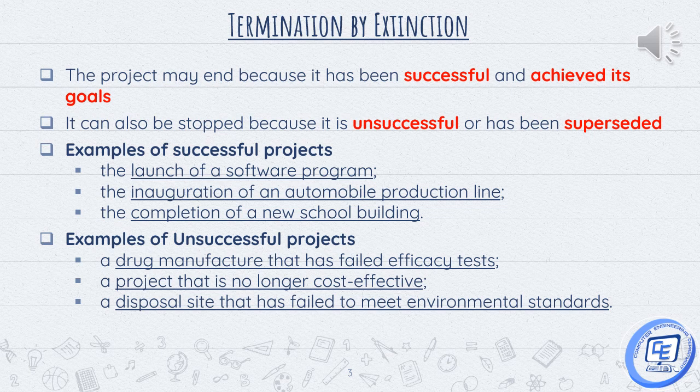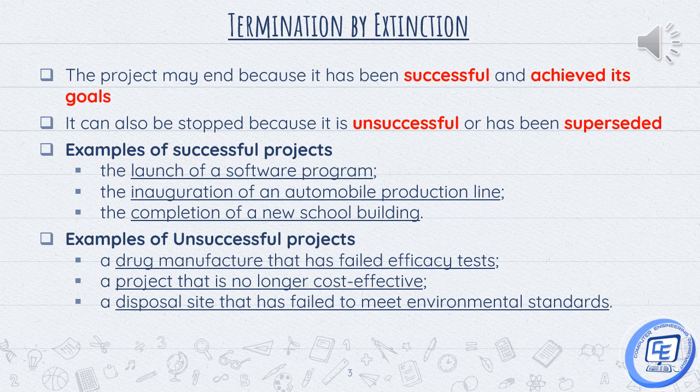The first type is termination by extension. So, what does the word extension mean? That is to vanish or disappear completely. The point here is in what case the project can be extended. Either it is successful and achieved its goals, or it is stopped because it's unsuccessful or superseded.